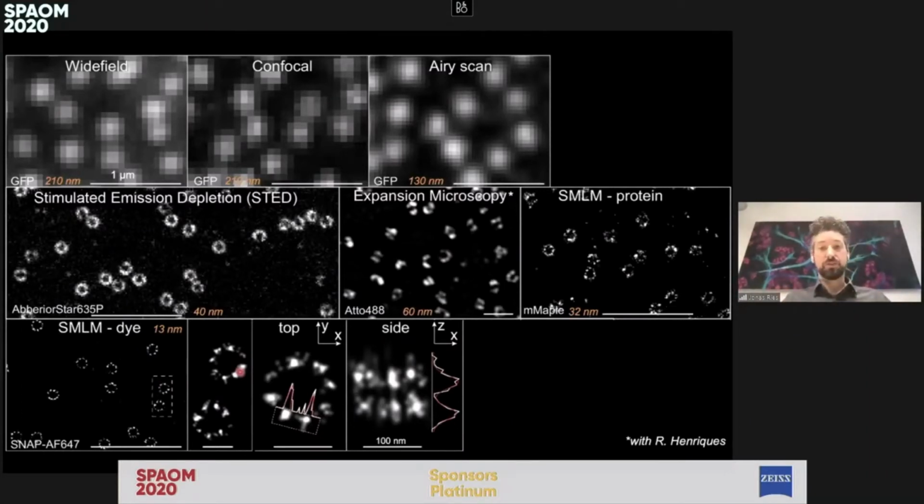Now we can ask questions such as, can we resolve these two corners of the nuclear pore complex? Or in Z, can we resolve these two rings? Because then we know we have a Z resolution of at least 50 nanometers.